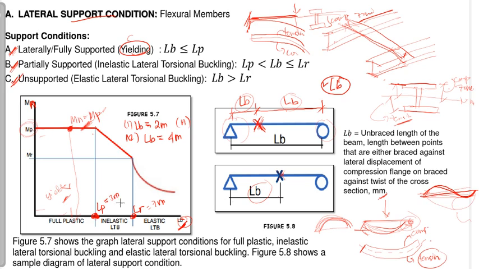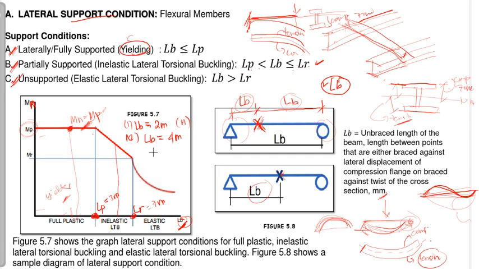So, pag tinitignan natin yung graph, ang 4 meter, andito. Diba? This is in between 3 meter and 7 meter. So, pag andito yung LB natin, 4 meter, that is greater than LP but less than L sub R. So, ang magiging beam natin is partially supported. So, inelastic lateral torsional buckling yung mangyayari sa ating beam section.